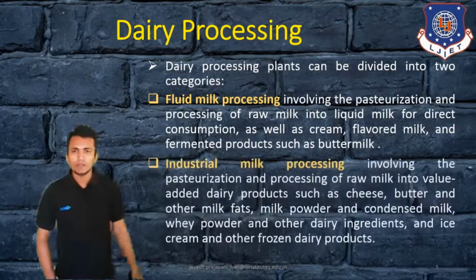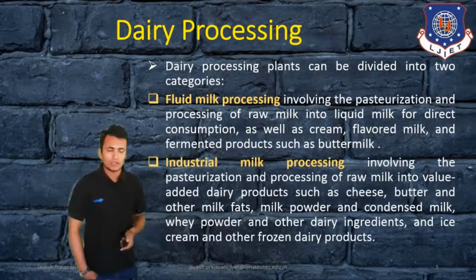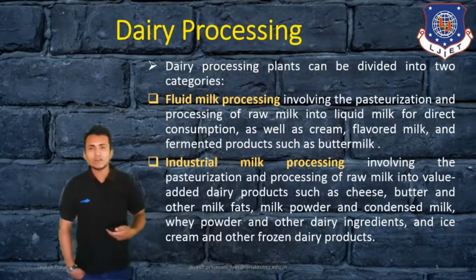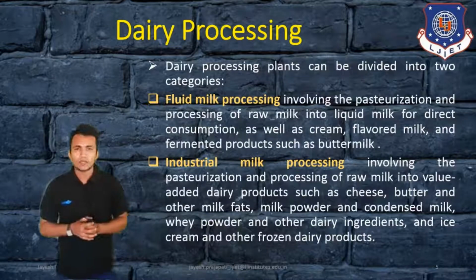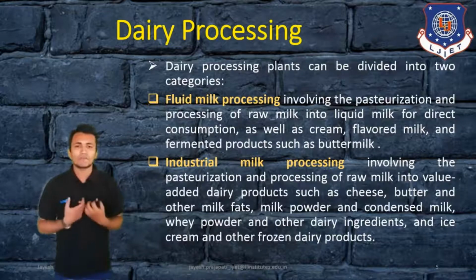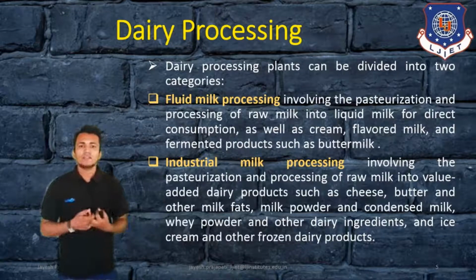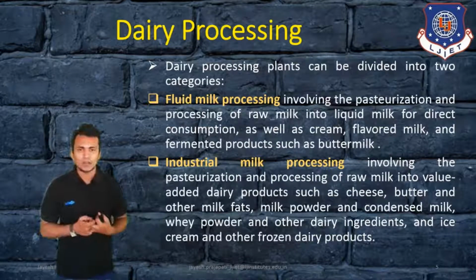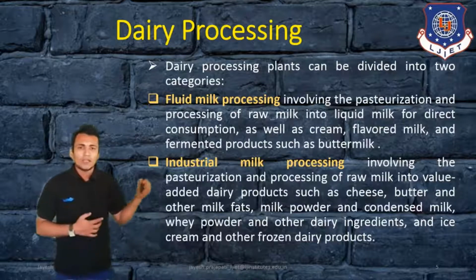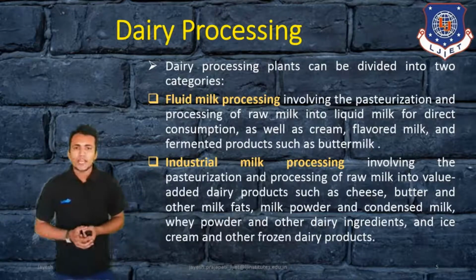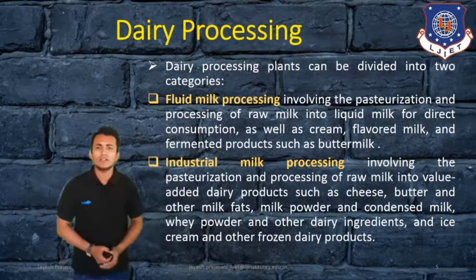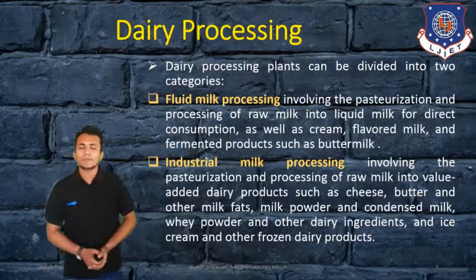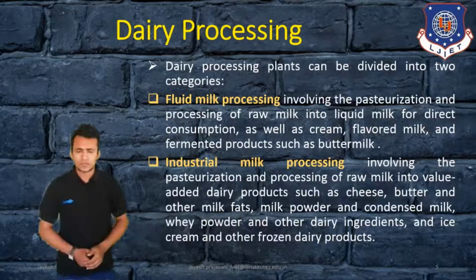Then we also have industrial milk processing. Industrial milk processing involves pasteurization and processing of raw milk into value-added dairy products such as cheese, butter and other fats, milk powders, condensed milk, whey powder and other dairy ingredients, and ice cream and other frozen dairy products. So dairy industries have these two processes: liquid milk processing and industrial milk processing.